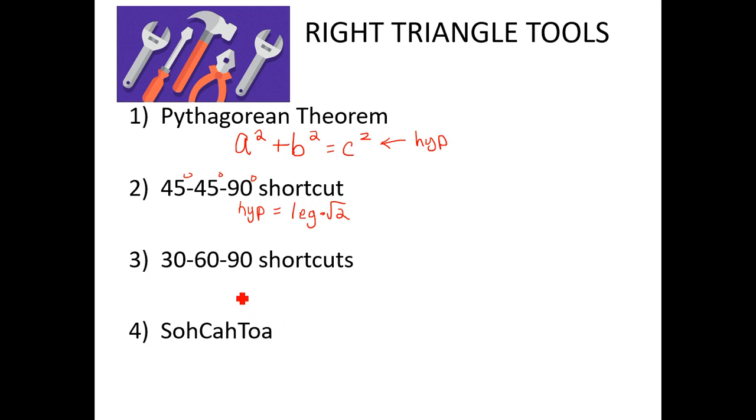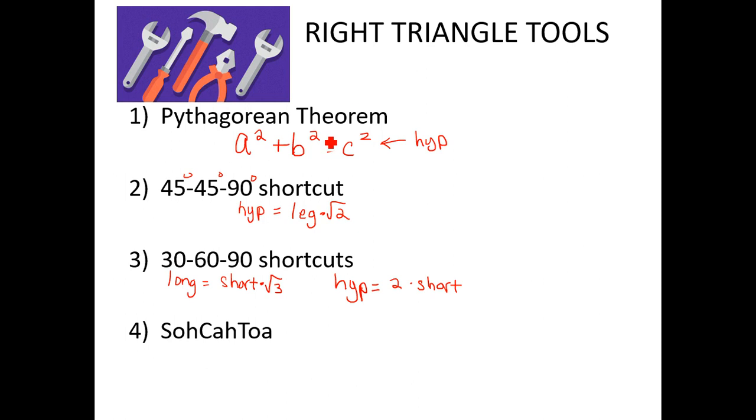Now, when we talk about 30, 60, 90 triangles, we had two shortcuts for that. We had the long leg equals the short leg times the square root of 3. And we also had that the hypotenuse equals 2 times the short leg. So these two formulas help us figure out missing sides when I notice I have a 30, 60, 90 triangle.